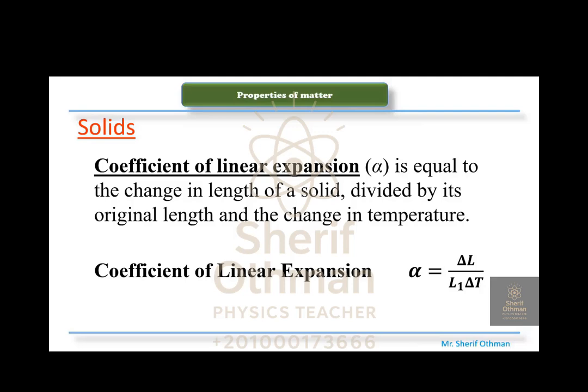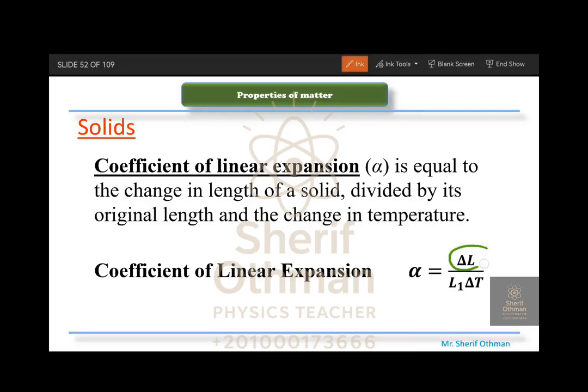We have three coefficients of expansion: a linear coefficient, an area coefficient, and a volume coefficient. The coefficient of linear expansion, alpha, is equal to the change in the length of a solid divided by its original length and its change in temperature. The coefficient of expansion is equal to the change in length, delta L, divided by the original length and the change in temperature.